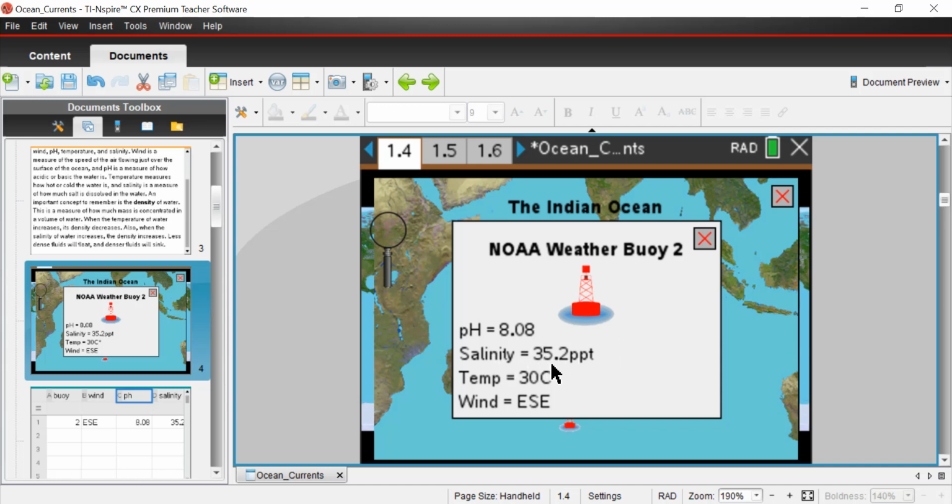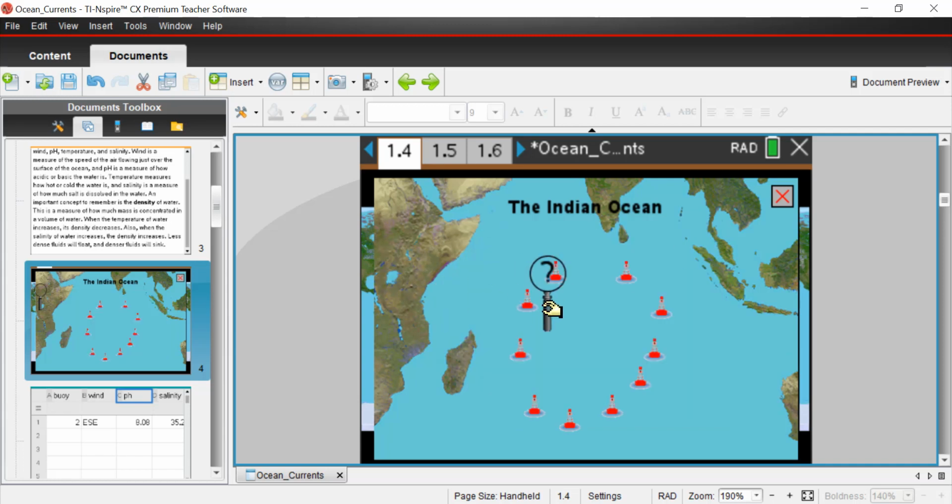Salinity is 35.2, and this stands for parts per thousand. So if you get a volume of water and you count all the little particles and things that are in it, what this says is out of 1,000 things, 35 of those things are salt. Those molecules are salt. Temperature is 30 degrees Celsius, and the wind is blowing east southeast. That's what ESE stands for. All right, so weather buoy number 2, very good. We got that one done.